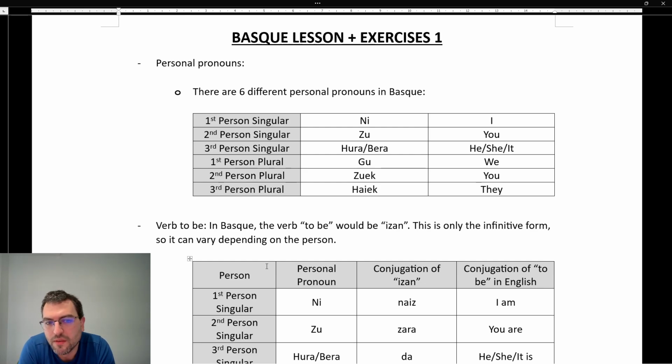So for the first person plural, for the we, it would be gu. For the second person plural, for you as a group of people, it would be zuek, and for they, it would be haiek.